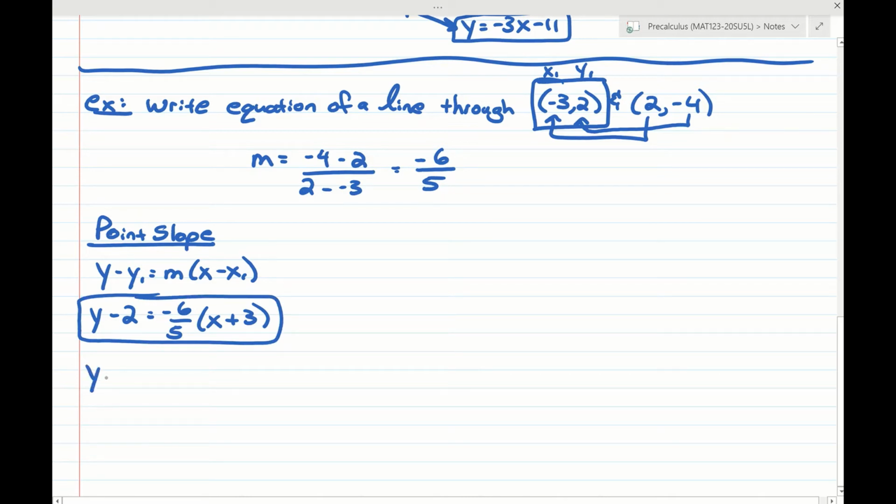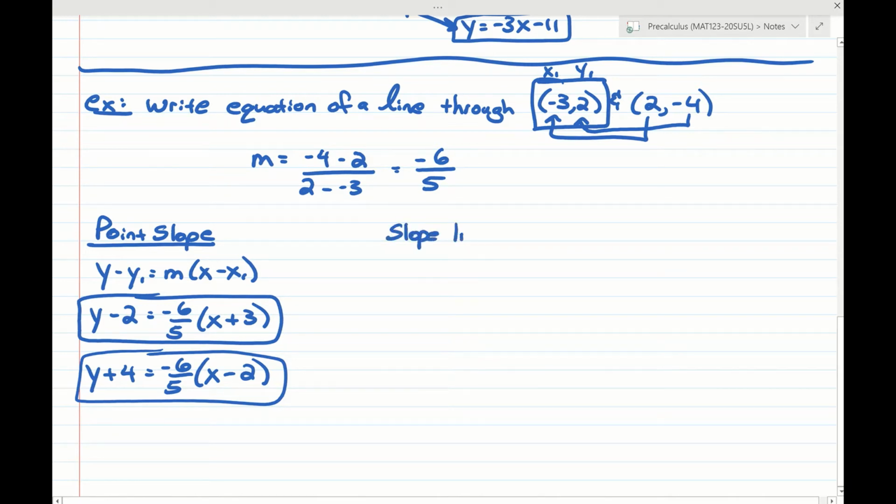Now what if you chose the other point? Y minus -4 is equal to m times x minus 2. It's totally fine too, right? So it doesn't matter which point you pick. If you rearrange this, either one, you would get the same slope-intercept form and the same standard form.